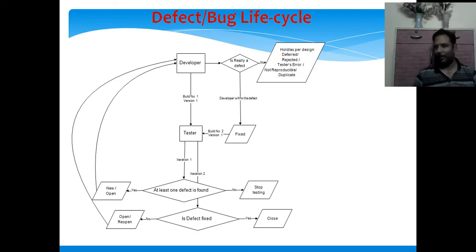Now we will talk about this defect life cycle or the bug life cycle. Suppose here is the developer. The developer has developed the product. They have done unit testing and integration testing. After that, they have formed an exe file and given the build. Then what will be the build number? Build number will be 1. Suppose the build number is 1 and the version number is 1, and they have given build 1 to the testing department.